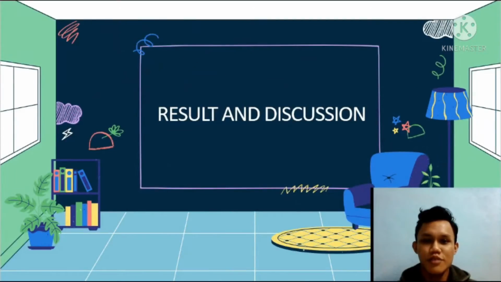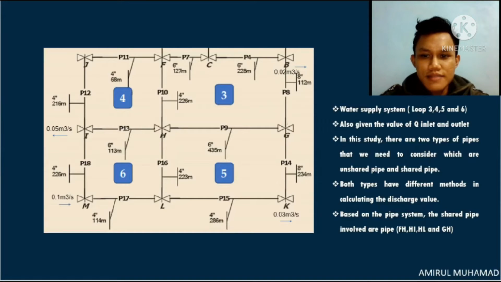Hi, Assalamualaikum warahmatullahi wabarakatuh. My name is Amirul and I'm going to explain our next presentation, which is results and discussion for this project. So this is our water supply system. It consists of 4 loops, which are loop 3, loop 4, loop 5, and loop 6. It was also given the value of Q inlet, which is 0.13 meter cube per second in pipe M, and also Q outlet in pipe K, pipe B, and also pipe I.